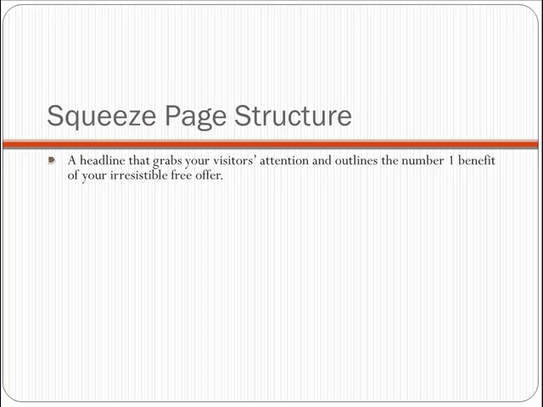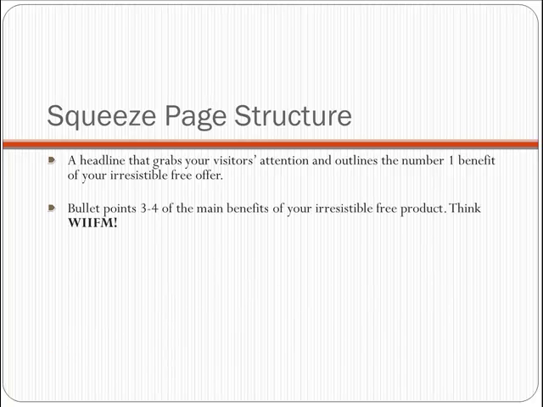All right, let's talk about the structure a little bit more. We're going to be talking about the headline that grabs your visitor's attention and outlines the number one benefit of your irresistible offer. Your headline needs to focus on the problem your customers or your leads are having, and focus on the number one benefit that's going to solve that. That's where you really want to take that. And there's some different things we're going to be talking about the headline in just a minute.